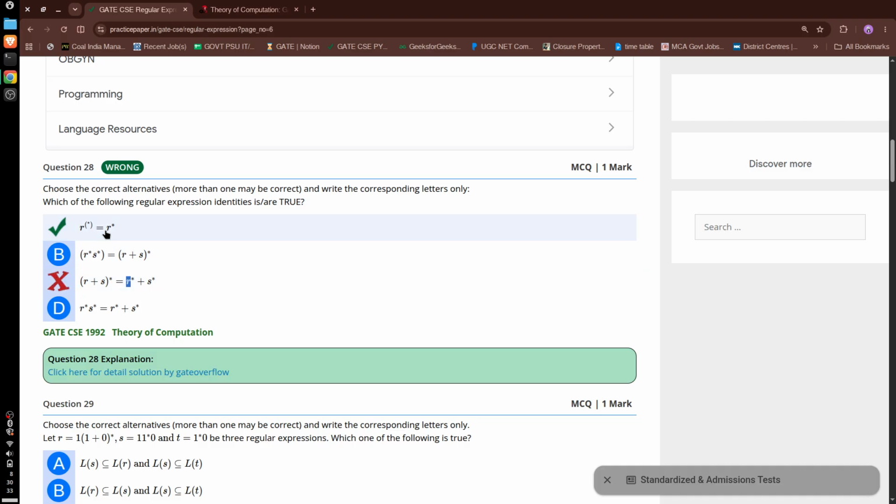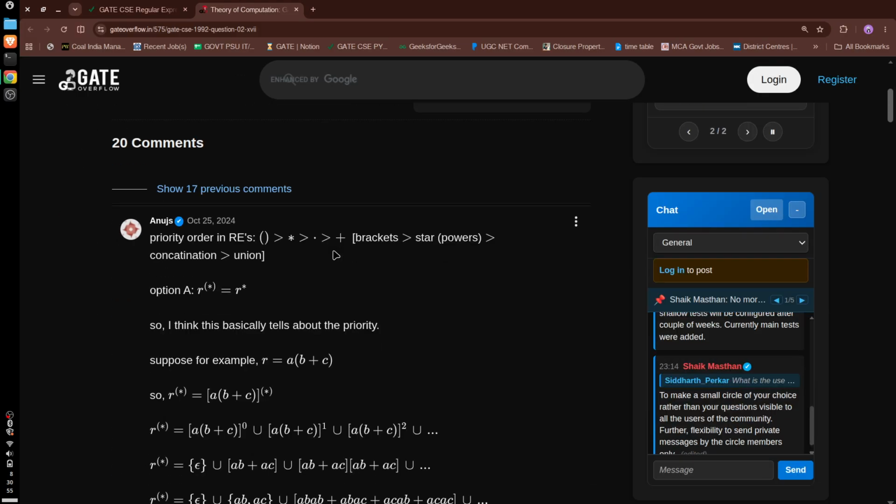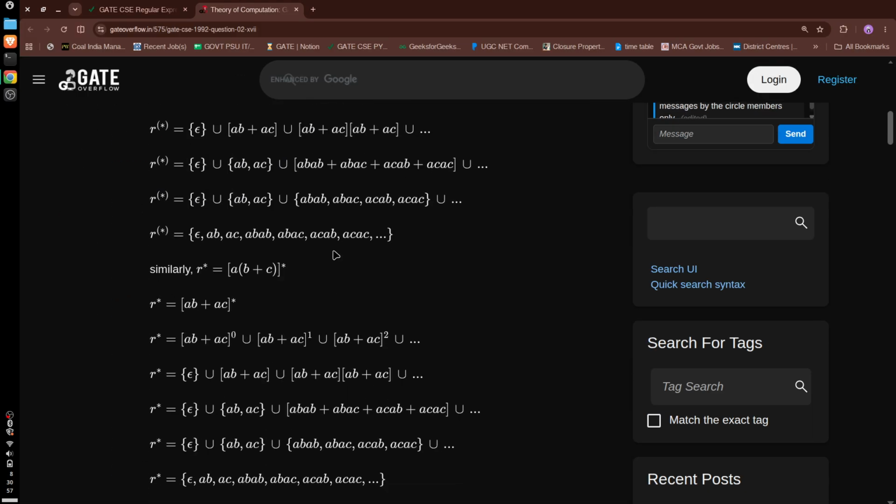So this should be the answer, because this is like a normal star, like 1 2 3 4 n, and this is a power of n, which means it will expand exponentially. If it has 1, next time it will have 2, next time 4, then 8, then 16, and all these things. So that's why this should not be the answer, this should be the answer. But let's see what other people and teachers say about that.